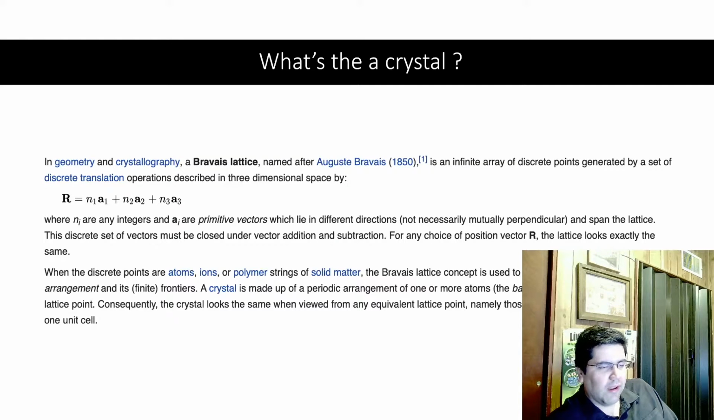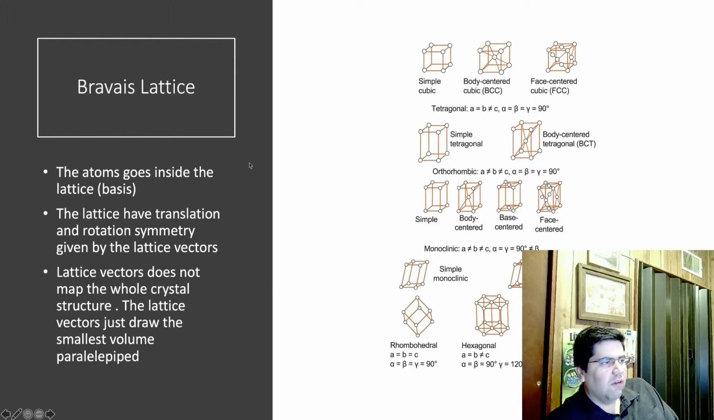I'm going to tell you why in the next slide. When we define a crystal, we have to go into the Bravais lattice. We have 14 ways that we can make crystals. Everything that has these shapes is considered a crystal.